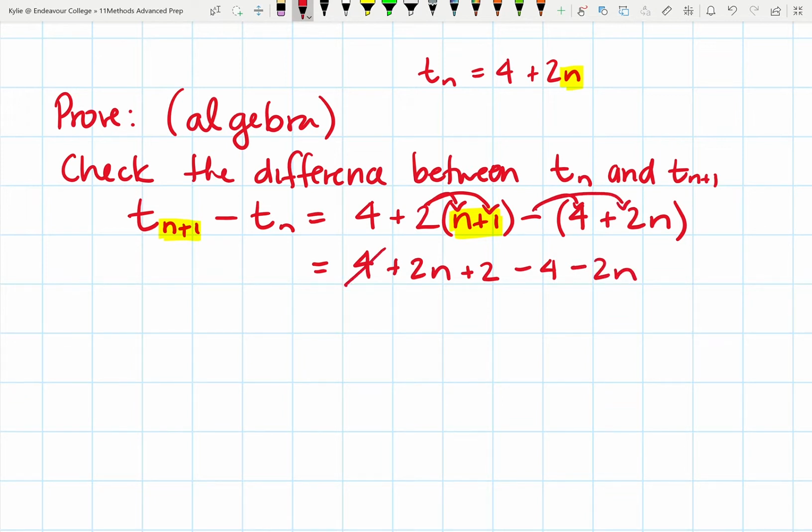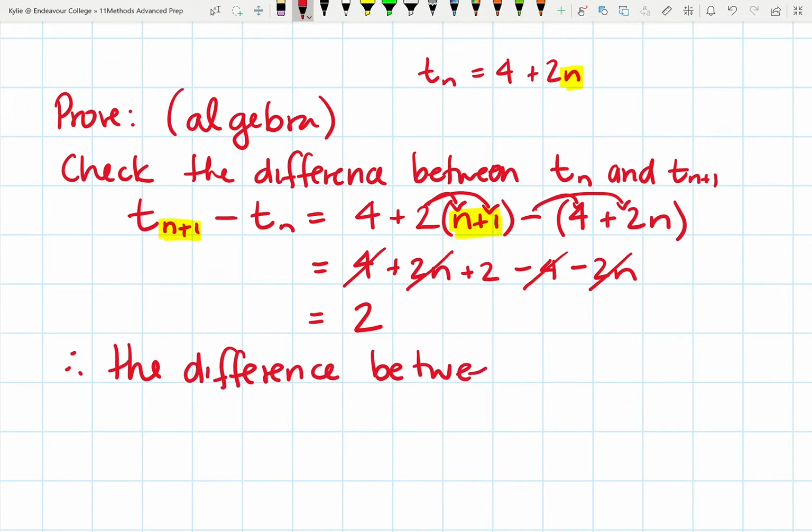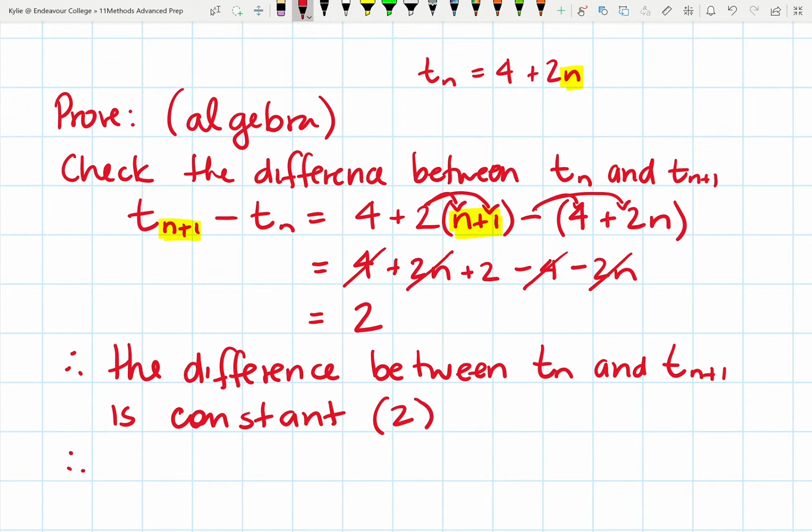And you can see that the plus 4 minus 4 cancels each other out. The plus 2n minus 2n cancels each other out, and we're left with 2, which tells us that the difference between Tn and Tn plus 1 is constant and it's equal to 2. Therefore, the sequence is arithmetic.